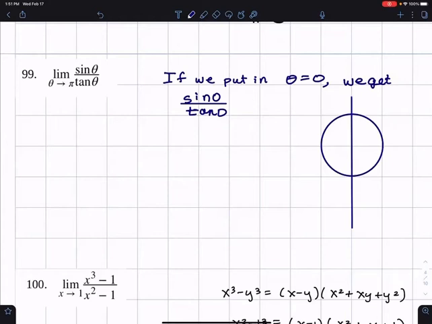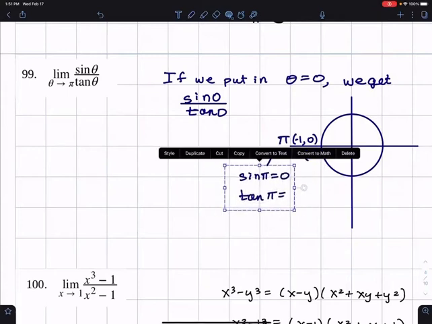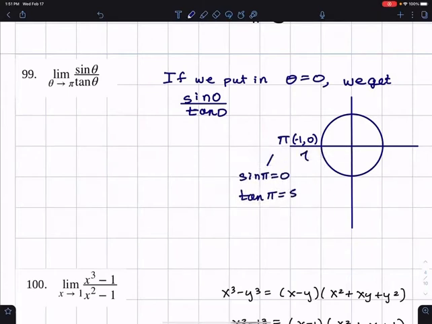But what's going on here is that if we look at pi, the x coordinate is -1 and the y coordinate is 0. So sine of pi is equal to 0. Tangent of pi is equal to 0 also. But let me try to break that down to remind you why that's true. It's sine of pi over cosine of pi, which is 0 over -1. So that's 0 also.